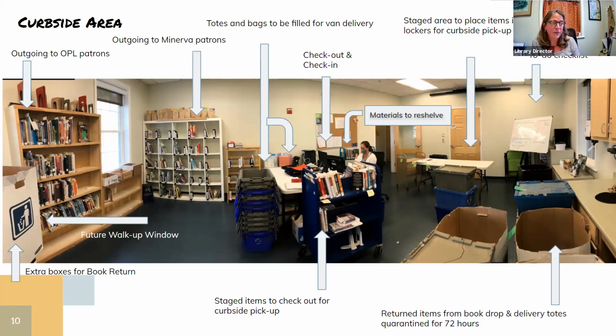And on this cart, again, there's staged items for pickup before they're checked out and go to the table. Then you can see where the future walk-up window will be, and we will remove the boxes that are stacked there that are the extras for the book drop. So that's just the curbside room. We all take turns there, although Katie is our part-time worker who does most of the work there. And then there's lots going on outside of that room as well.